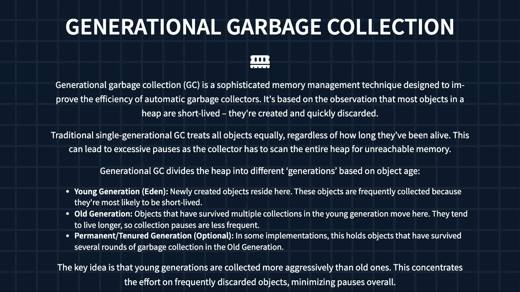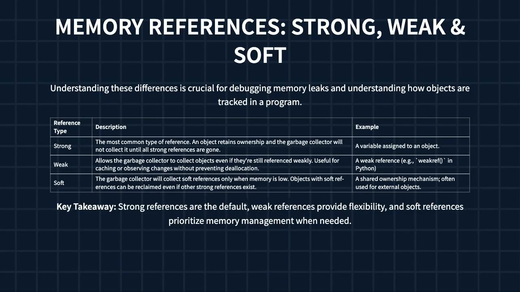Okay, let's talk about generational garbage collection. It's a really clever way to handle memory management. Basically, instead of treating all memory equally, it recognizes that most things we create are only around for a short time. So, the system divides the memory into different age groups, like a young area where new objects go and an old area for longer-lived ones. It collects the young area more often. Think of it like cleaning up a messy room regularly, which dramatically reduces the impact on performance compared to older methods.